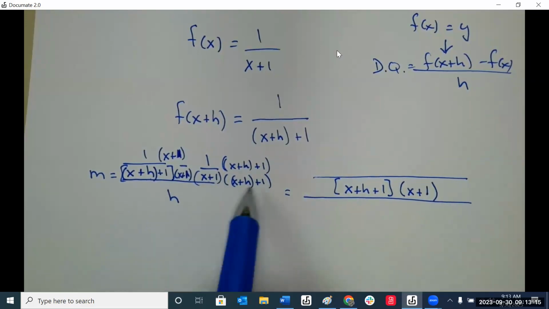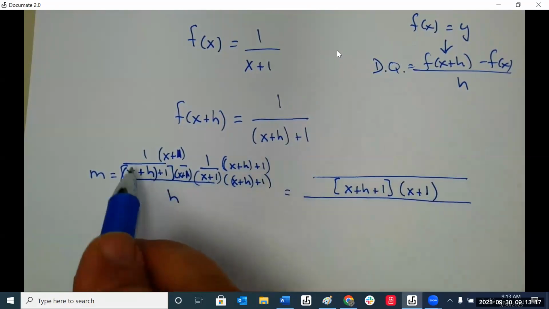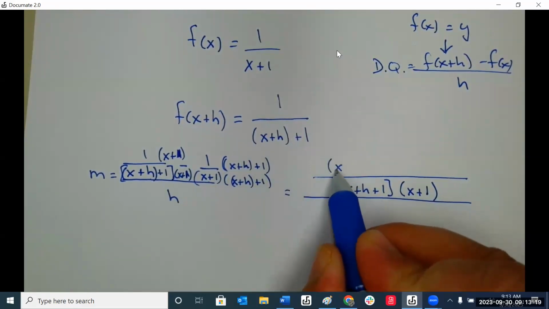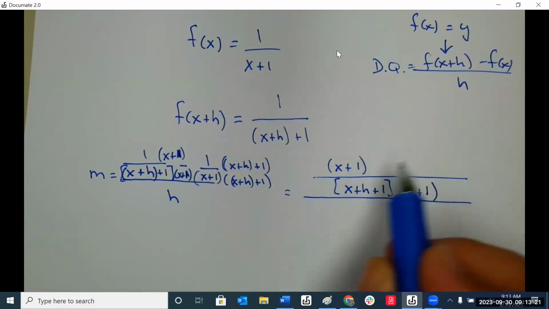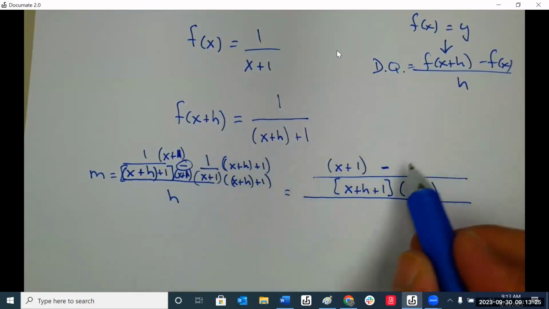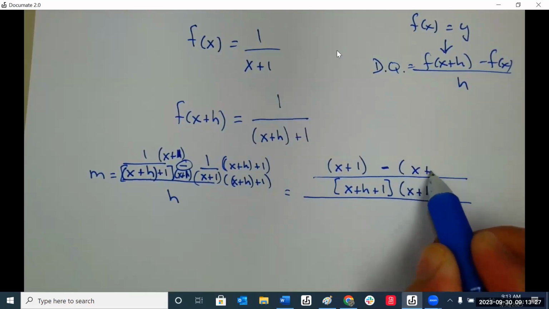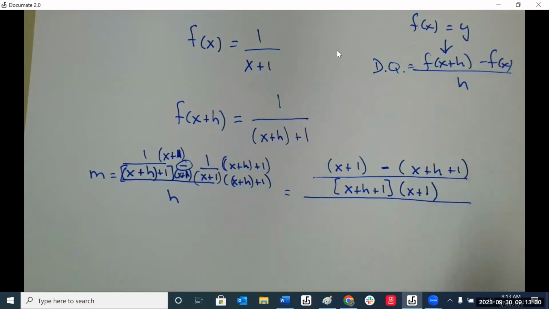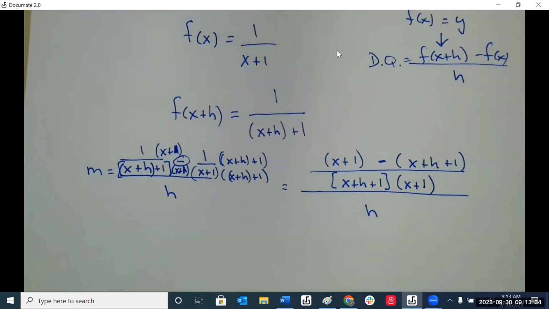Because now we have a common denominator. So we look at the top. 1 times x plus 1 is x plus 1, minus 1 times x plus h plus 1. Follow me so far? See how complex it gets?